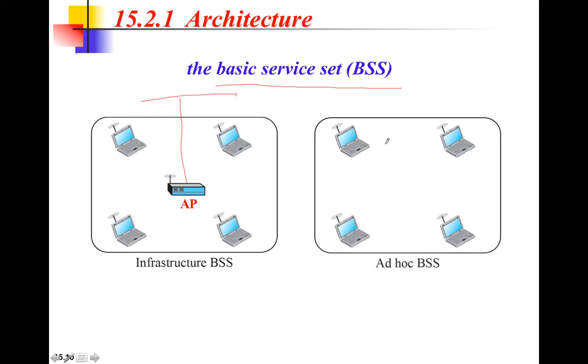In the ad hoc BSS, there is no access point. As I mentioned earlier, devices will just come together if they are close enough to hear one another. That is fine. They will just form a network and they will start communicating.